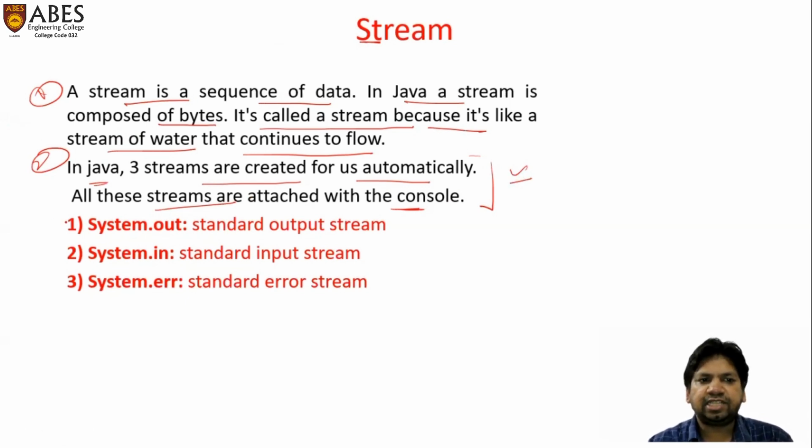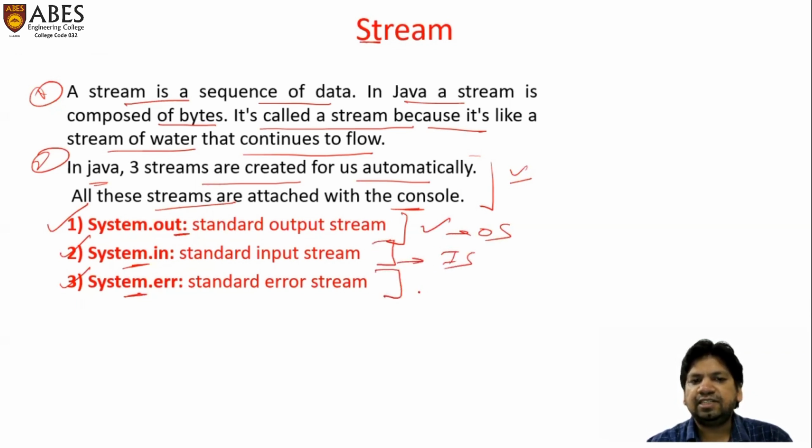You can see the 3 types of stream. First is System.out, second is System.in, third is System.err. Means first is the output stream, OS, second is the input stream, IS, third is the error stream, ES. These are the 3 console streams.